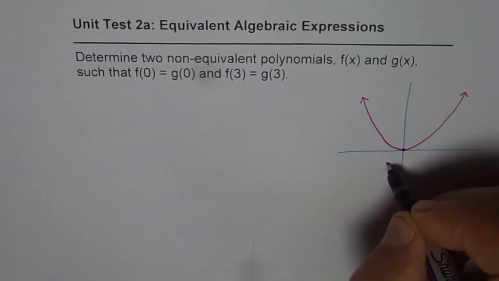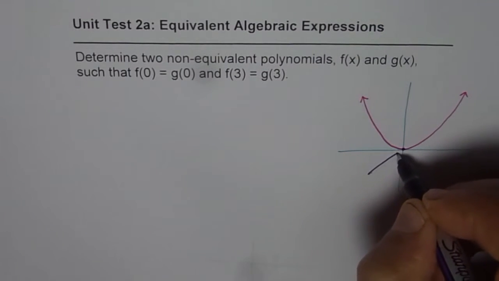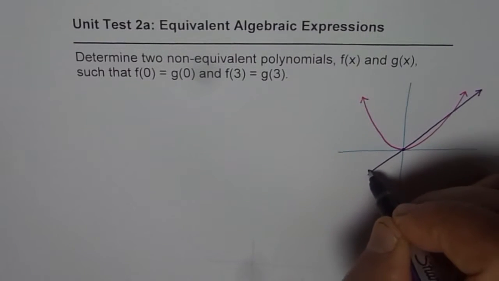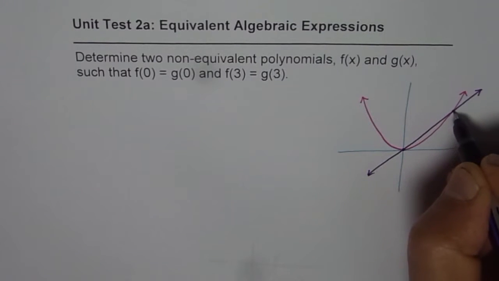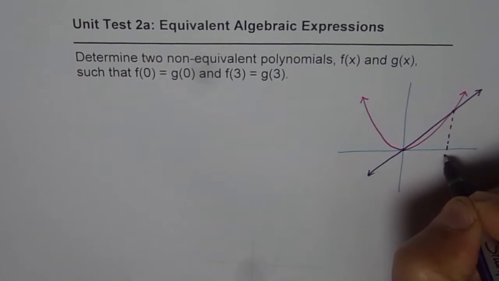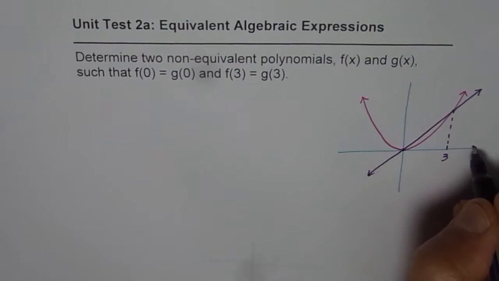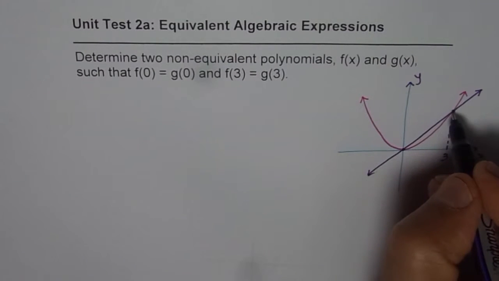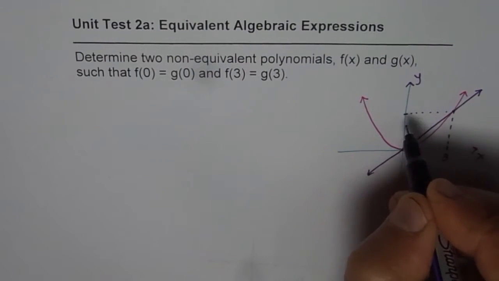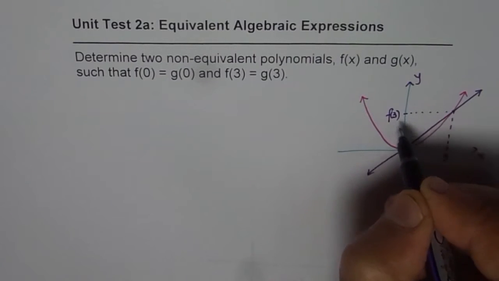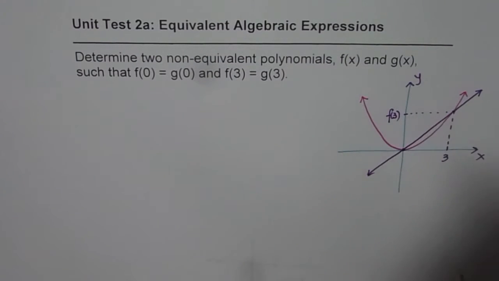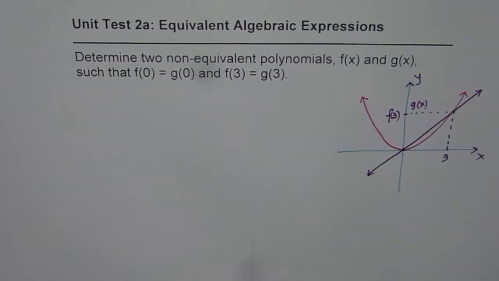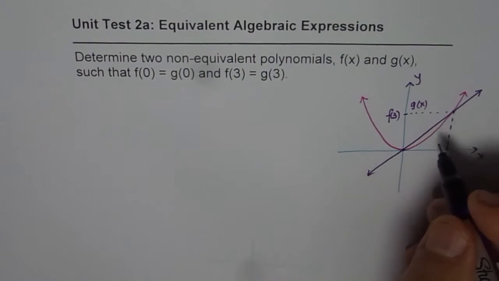So let us consider a line going through these 2 points. Let me draw a line here going through the 2 points. One is going through the origin and the other, wherever it intersects, I'll consider that to be the point where x is 3. So this is the x-axis and that is the y-axis. Now what is f of 3? F of 3 is this value, correct? And we know f of 3 is the same as g of 3, so both have the same values.